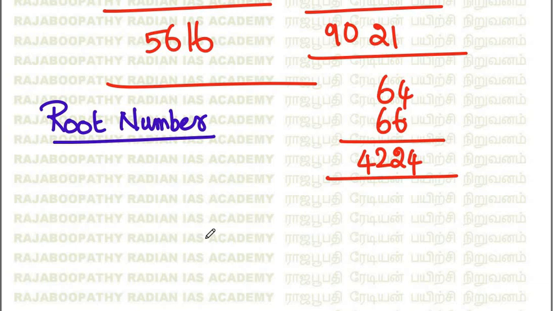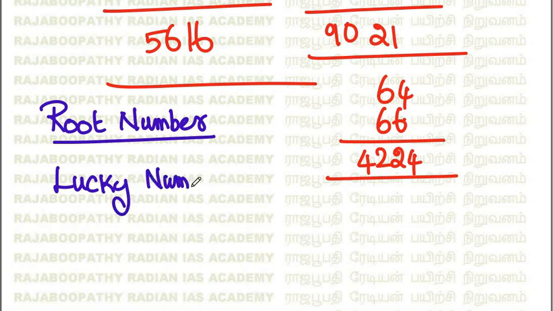What do you mean by root number? Root number is not the square root number, it is different. Square root number is different, this is root number. What is root number? Sum of the digits until you get a single digit. This is also known as lucky number.